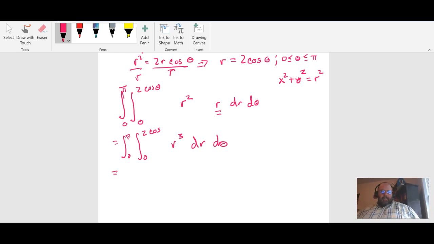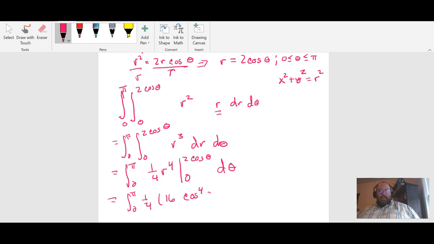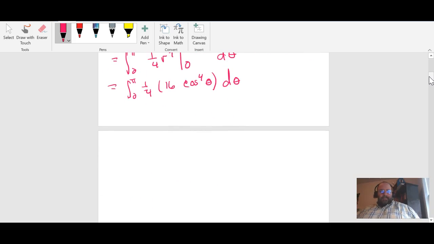Okay, so taking the antiderivative is going to give me 1/4 r to the 4th from 0 to 2 cosine theta, d theta, and then doing the substitution is going to give me 0 to pi, 1/4 times 2 to the 4th is 16, cosine to the 4th theta d theta. Okay, so moving from there, we can do a little bit of simplifying here. 0 to pi, 4 goes into 16 4 times, cosine to the fourth theta d theta.